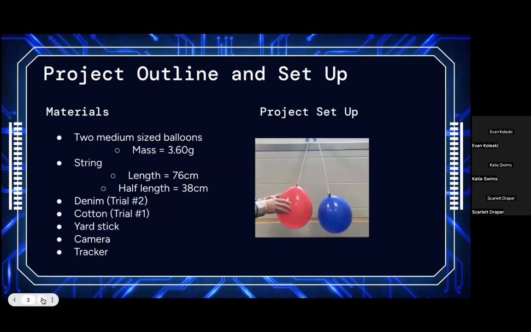So for our project outline and setup, basically we had two medium-sized balloons. The mass of those was 3.60 grams each, so they were both the same mass. We had a string which was 76 centimeters in length. Half length would be 38 centimeters. For our first trial, we rubbed each of the balloons on the material cotton. For the second trial, we rubbed both of the balloons on the material denim.